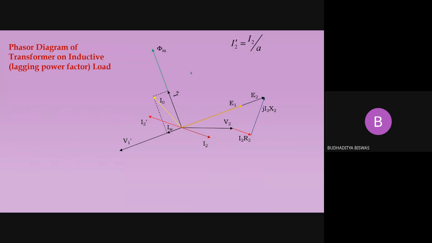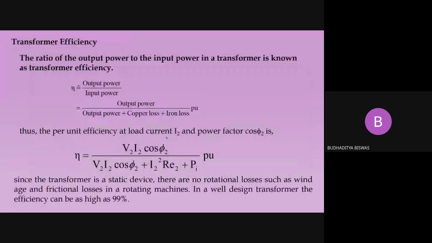We need to get the value of I2 dash, which is the referred value of the secondary current to the primary circuit. Then the summation of I2 dash and I0 gives you the value of I1. Then in the same axis of I1, I1 R1 should be there. At 90 degrees leading, the primary winding reactive voltage should be there, equal to J I1 X1. It should lead the current I1 by 90 degrees. And the summation of these three voltages gives again the applied voltage V1. So in this way, you need to draw this figure to get the marks.